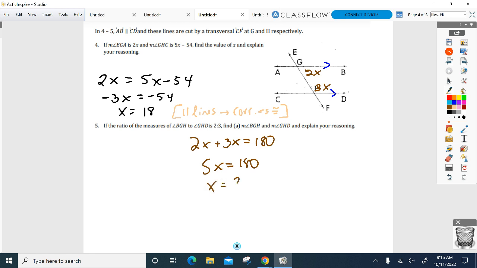What goes in that 3 times? 36. Needed more than that, though. Don't get burnt. X is not always the winner. Part A, find the measure of BGH. So I need to go back and plug it in. And then part B, there is no part B. And then find the measure of GHD.